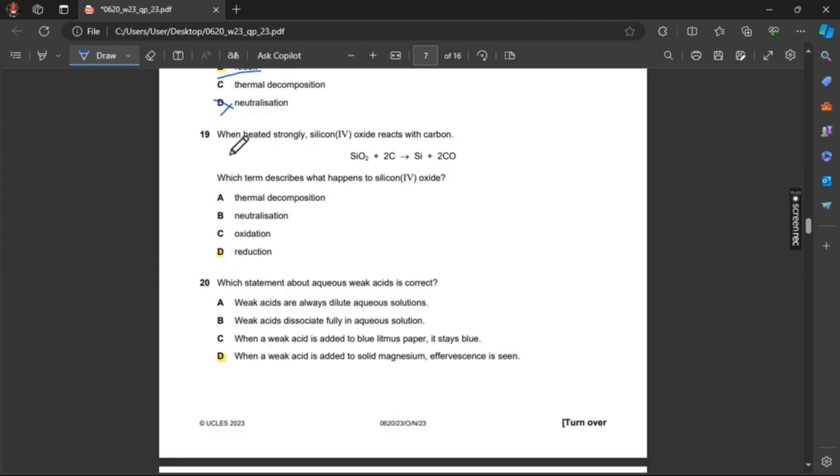The next question. When heated strongly, silicon 4 oxide reacts with carbon. Which term describes what happens to silicon 4 oxide? Silicon 4 oxide is losing oxygen, so there is a reduction. So the correct answer is D.